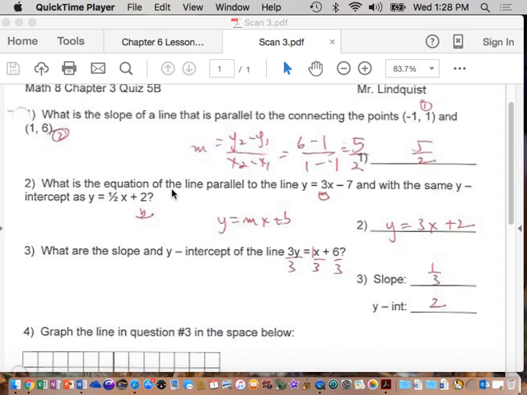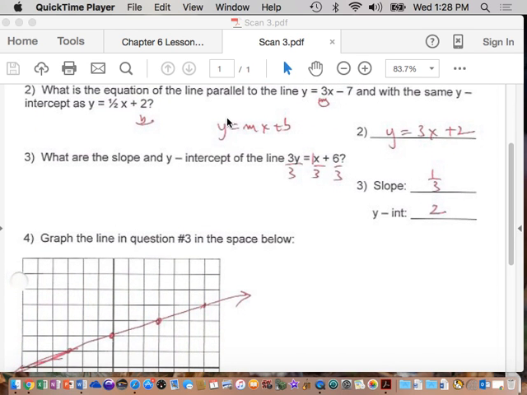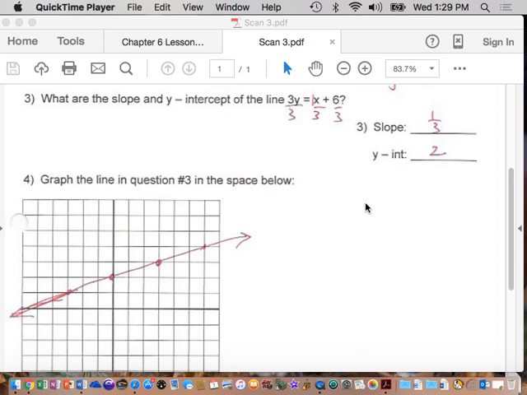To the first one, I already started that though. For the second question, as soon as they say what's the equation of a line, what I'm thinking is y equals mx plus b. And in this particular case, it's a line that's parallel. What do you know about the slopes of parallel lines? Same slope. Good. So it has to be this same slope, 3. And then it says the same y-intercept as this guy, which is 2. So it's y equals 3x plus 2. And generally, we did a nice job with that.